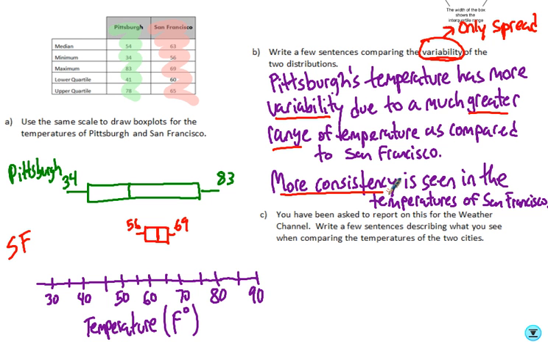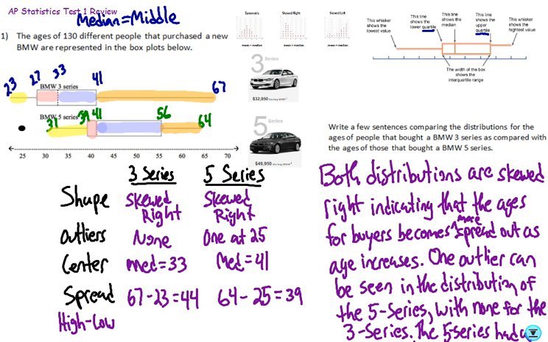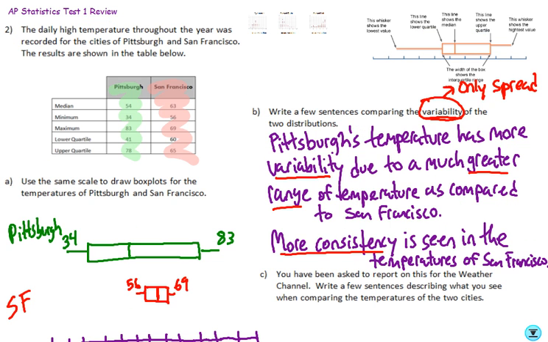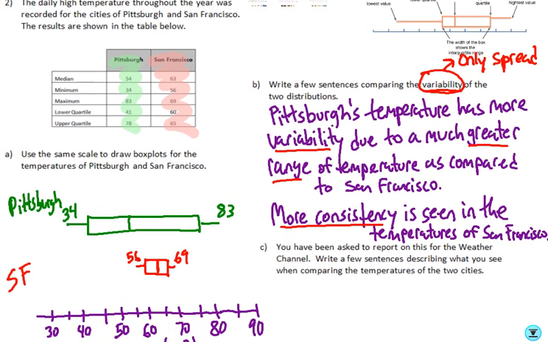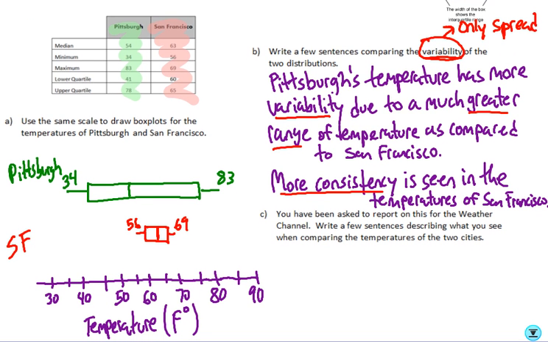If I was going to write up a report, so this is almost what Part C is asking us, is almost kind of do what we did on this first problem, which is just what's the shape, are there any outliers, what's the center, and what's the spread. So what we're looking for here is that maybe we just pick out two of the things. We weren't given any outliers. I don't know, let's talk about who has the higher median temperature, right?